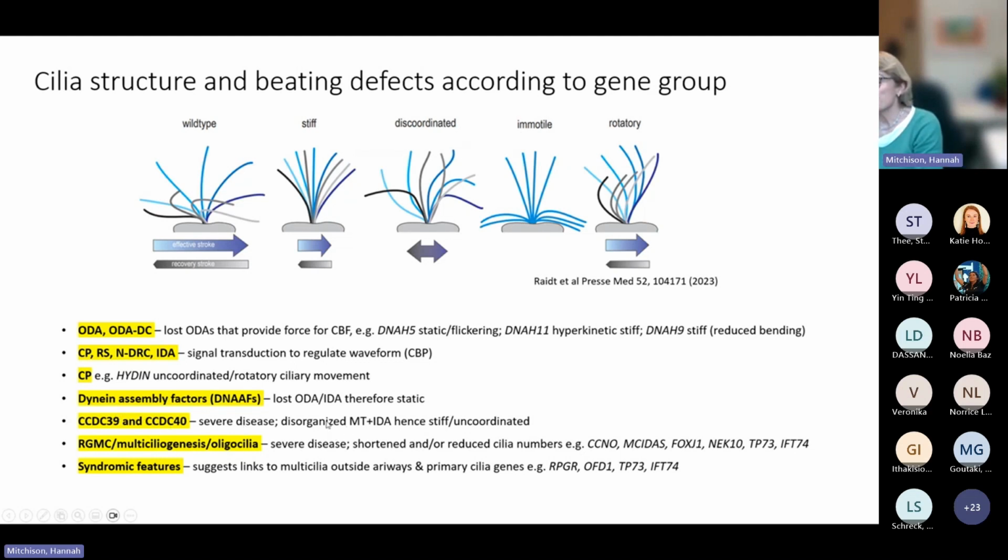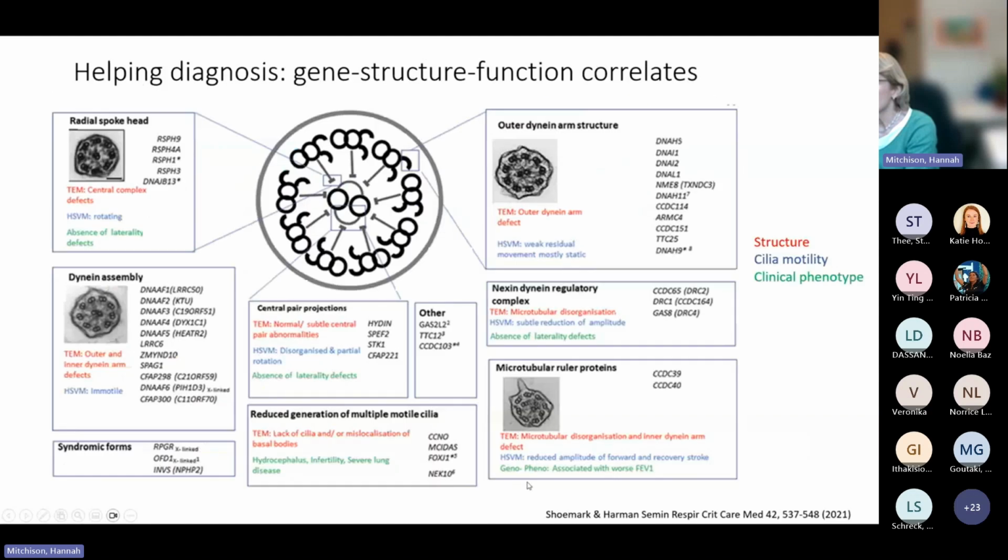CCDC39, very severe disease and very uncoordinated motility. These are reduced generation of motile cilia, or multiciliogenesis or oligocilia defects. A very severe disease, with shortened and reduced cilia numbers caused by these various genes: CCNO, multicilin, FOXJ1, NEK10, TP73, IFT74 is a new one. And then we have a few forms where there are syndromic features, and I'll just have a follow-up slide just about those. So that's quite a lot of detail.